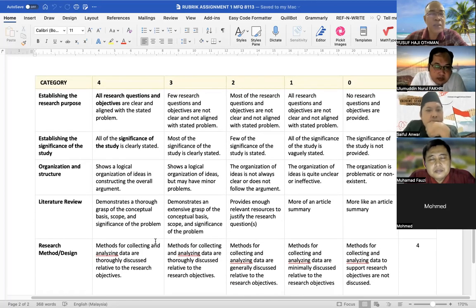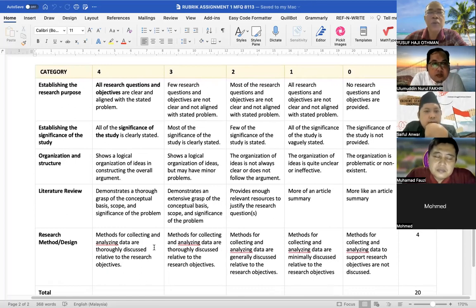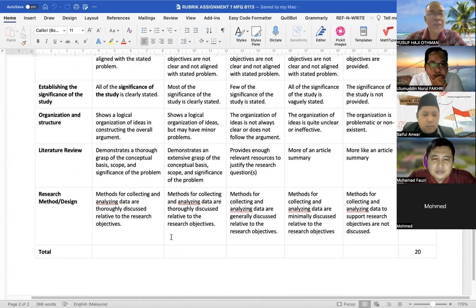And research method, we will discuss briefly how to do the research method. More importantly, whether you want to use qualitative or quantitative research. So it's up to you which one is more comfortable for you, whether the research method and research design is quanti or quali, depends on the objectives of the research and also the research questions. Okay, that's the first assignment.